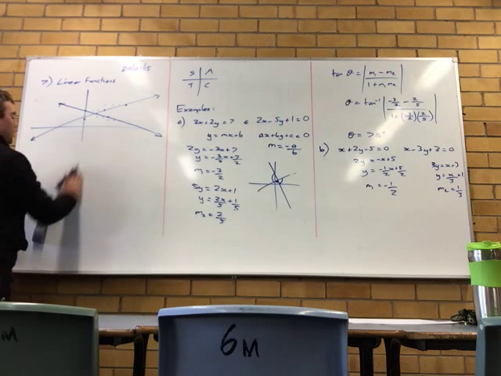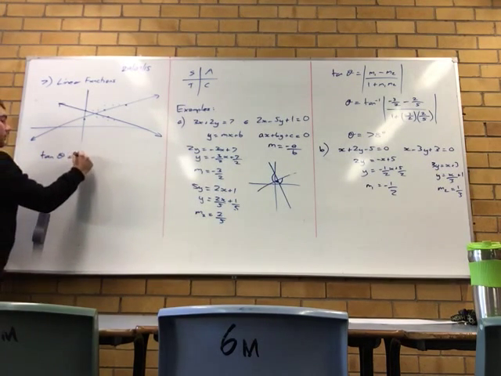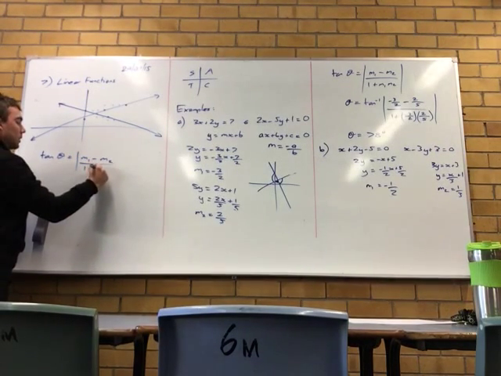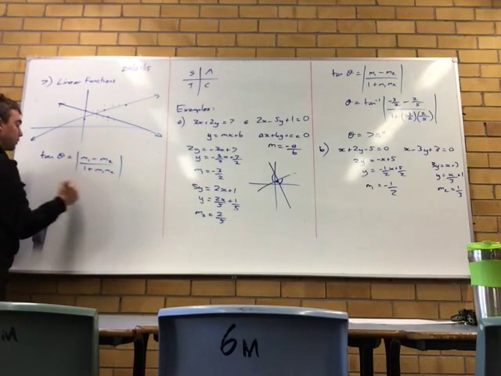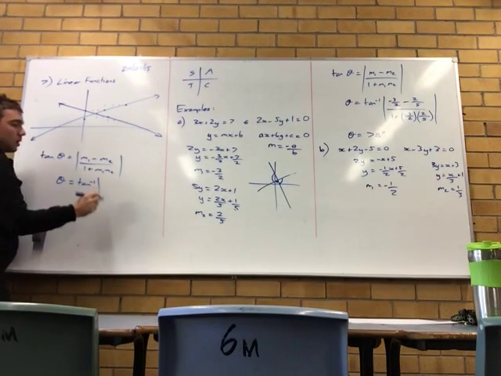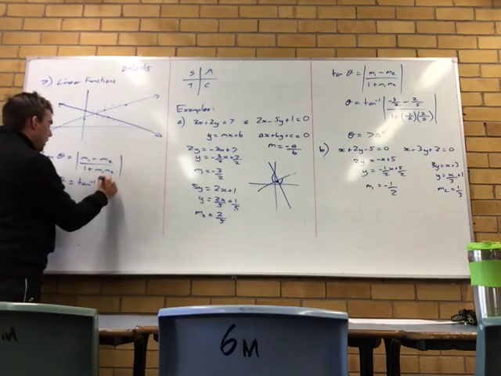Right, so theta is the absolute value of m1 take away m2, over 1 plus m1 m2. It doesn't matter which one you make m1 and m2, the absolute value will take care of that for you.